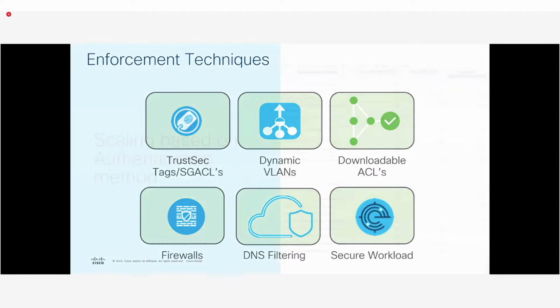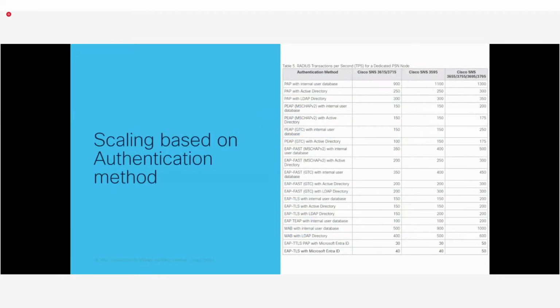So coming back to the idea of scaling based on authentication mechanisms, we know that authentication mechanisms in terms of transactions per second for the less complicated capabilities such as PAP or even some of the PEAP capabilities are going to be significantly higher in scale than some of the more challenging ones like EAP-TEAP or EAP-TLS, et cetera.